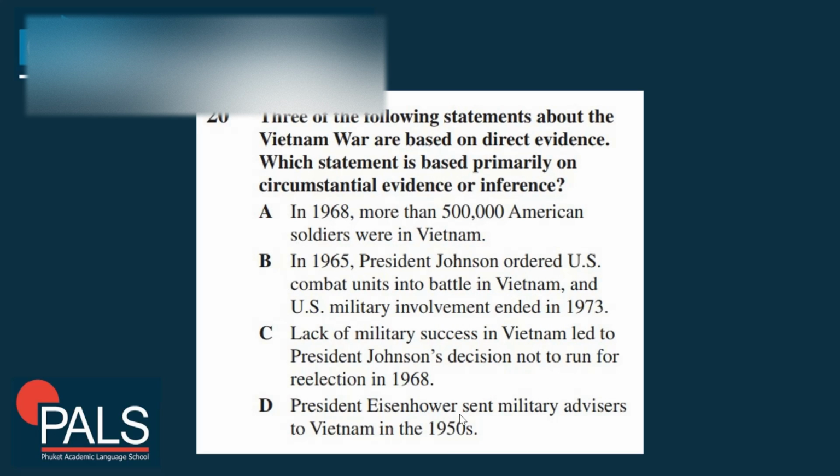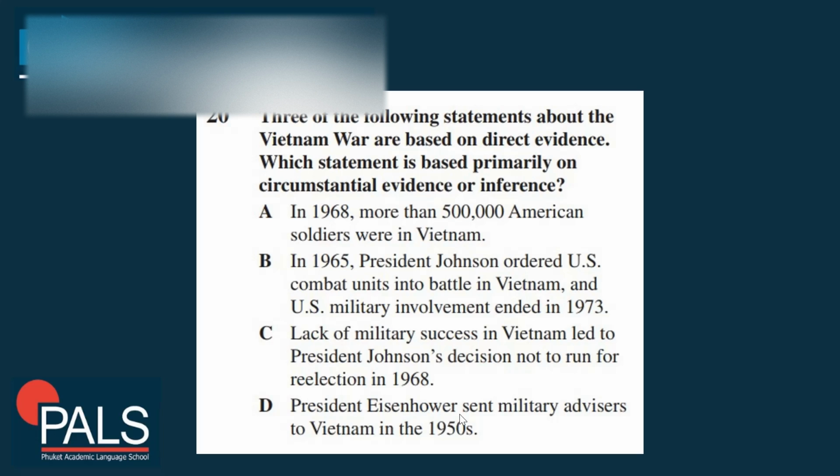Okay, number 20. 3 of the following statements about the Vietnam War are based on direct evidence. Which statement is based primarily on circumstantial evidence or inference? This question, again, is dealing with fact versus opinion. There is a challenging vocabulary word here, circumstantial evidence. You can use the context of the sentence, the root of the word, the use of inference, to decide what it means if you don't know. Let's go into the answers.